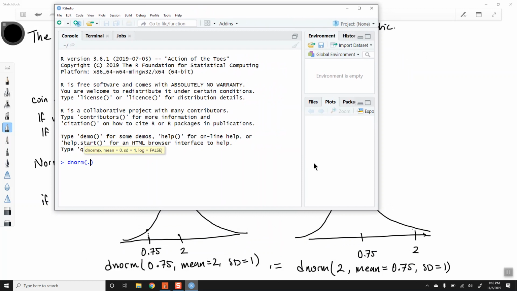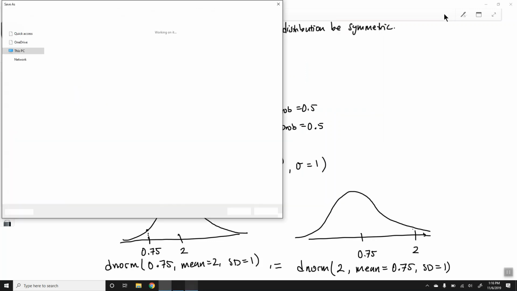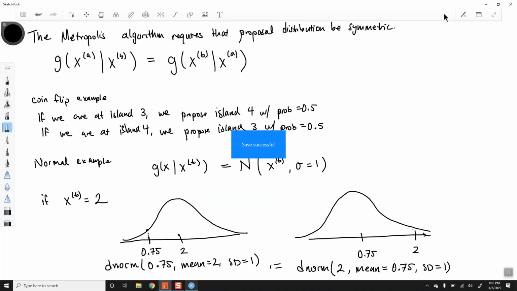So dnorm, the probability of proposing 0.75 if I'm currently at 2, with standard deviation 1, is exactly the same as the probability of proposing 2 if I'm currently centered at 0.75 with a standard deviation of 1. All right, so that's what it means to have a symmetric proposal. We can relax this symmetric requirement, and if the probabilities are no longer symmetric, we get something called the Metropolis Hastings algorithm.